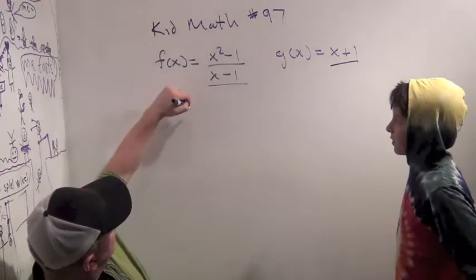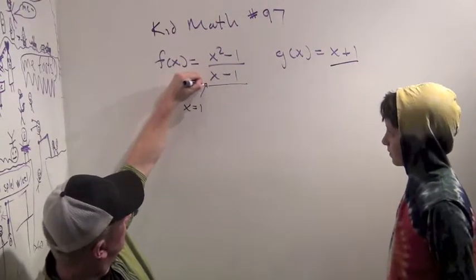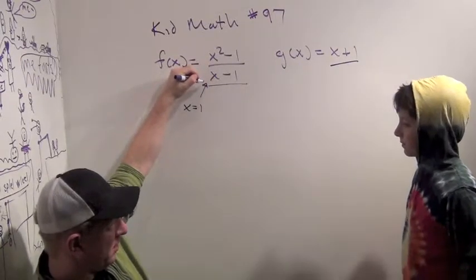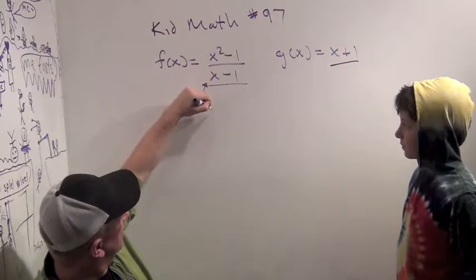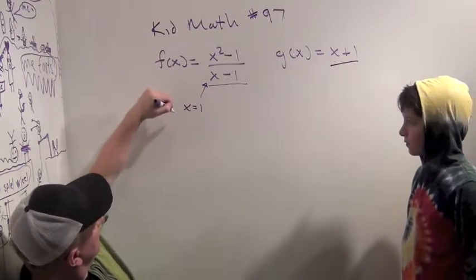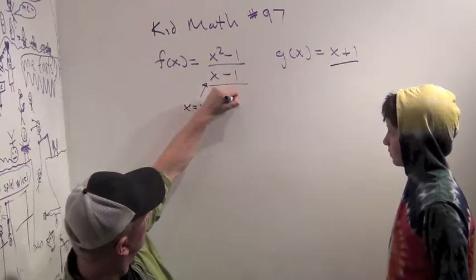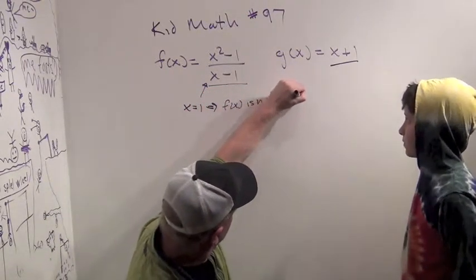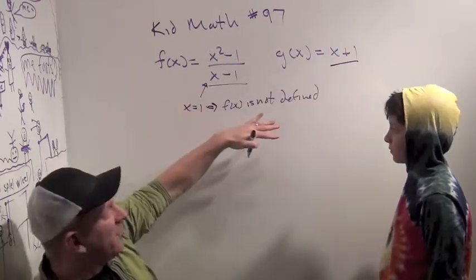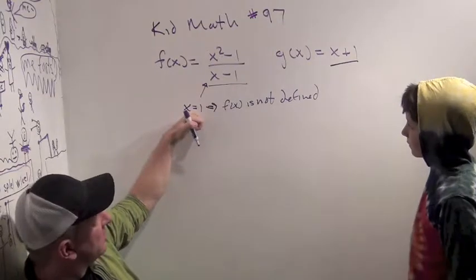x equals 1 produces a 0 in the denominator, which we don't like. You can't have that. x equals 1 is not defined. So what I want to say, x equals 1 implies f of x is not defined. That's not exactly the right way to say this, but what I really mean is f of x is not defined at x equals 1, right?